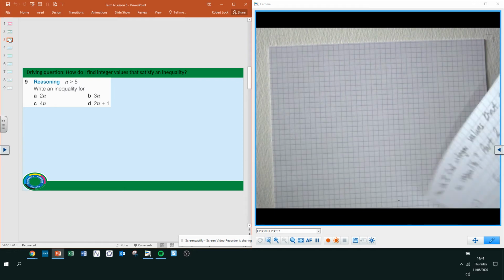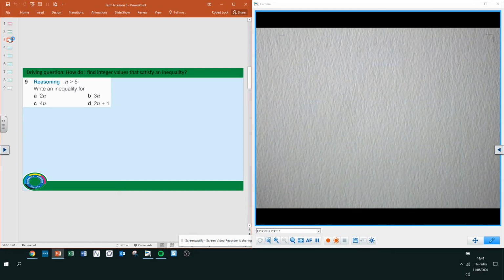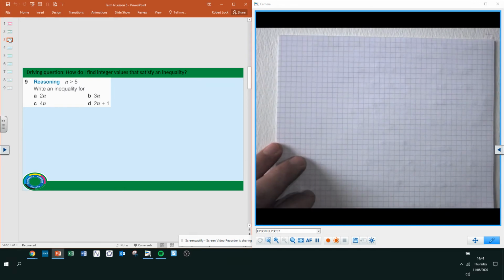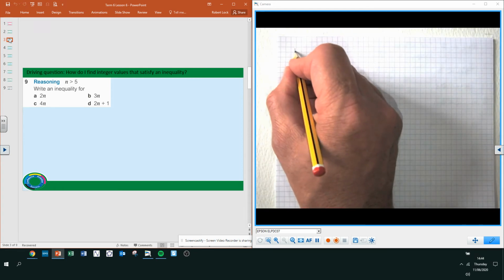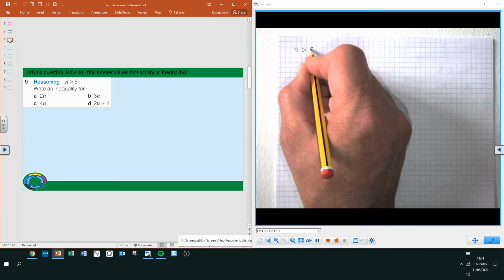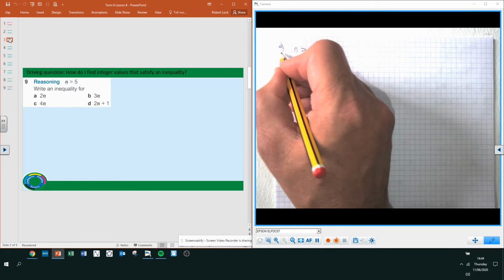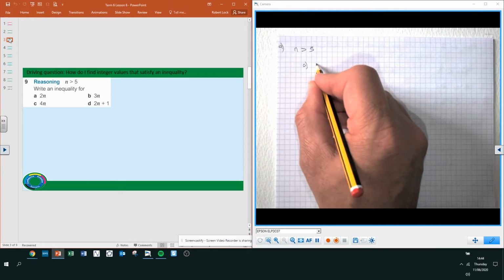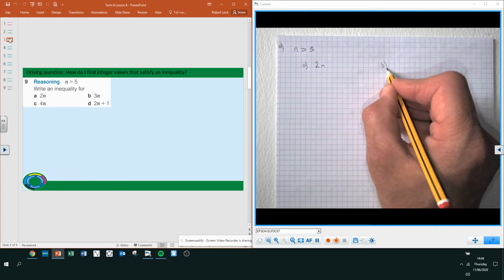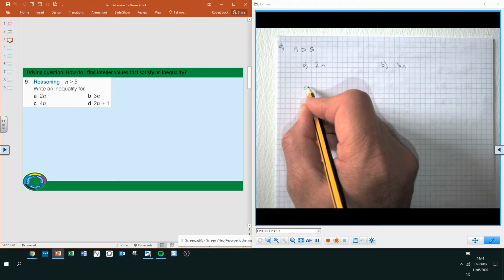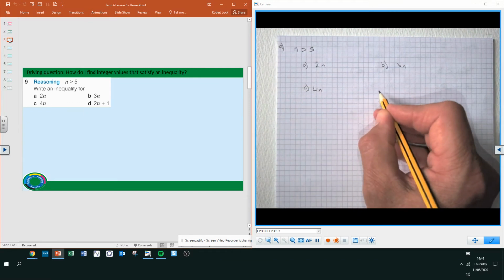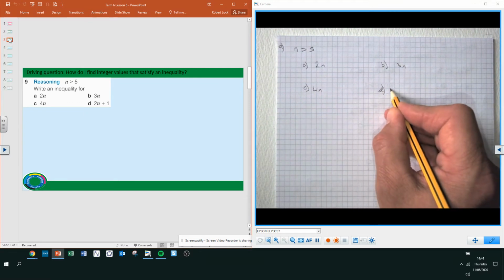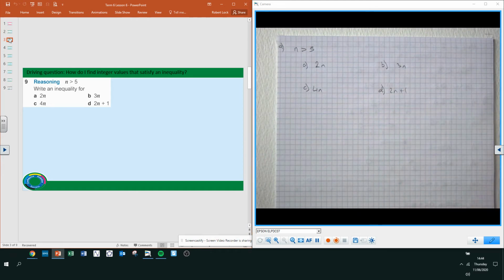Question number 9. Reasoning. N is greater than 5. Write the inequality for A, 2n, B, 3n, C, 4n, and D, 2n plus 1. Pause the video, have a go yourself. When you're ready, press play.